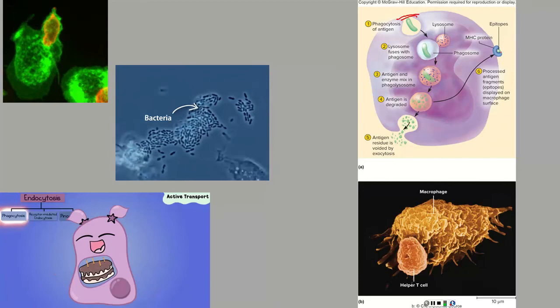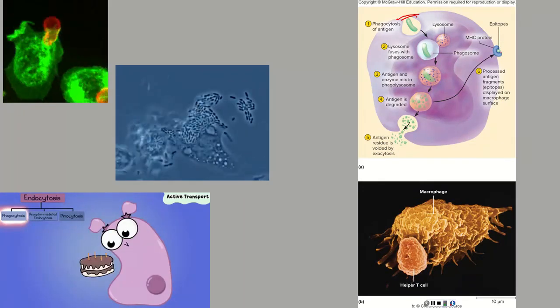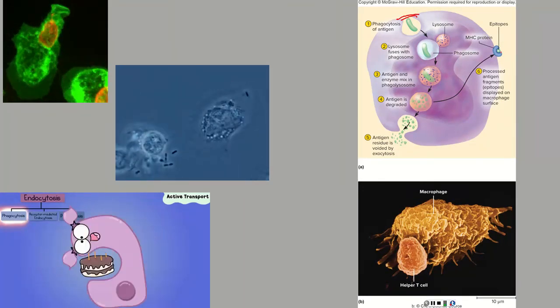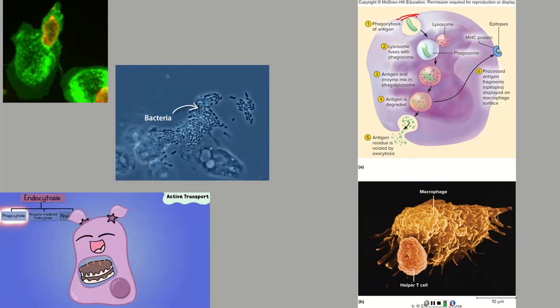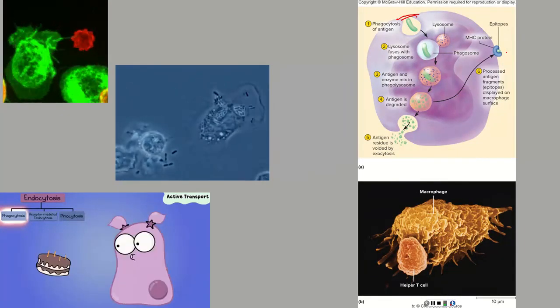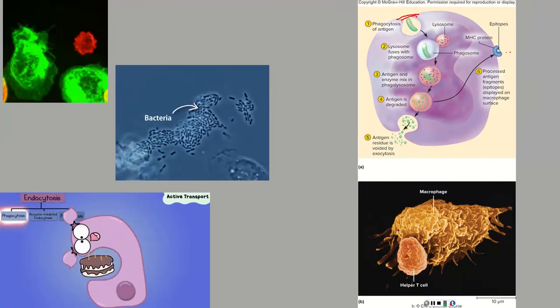It's saying, hey, look what I ate. And it is going to go and show your adaptive immune system, hey, I just ate something. This is what part of it looked like. Now go look for it. So that's how phagocytosis and MHCs are going to work together.